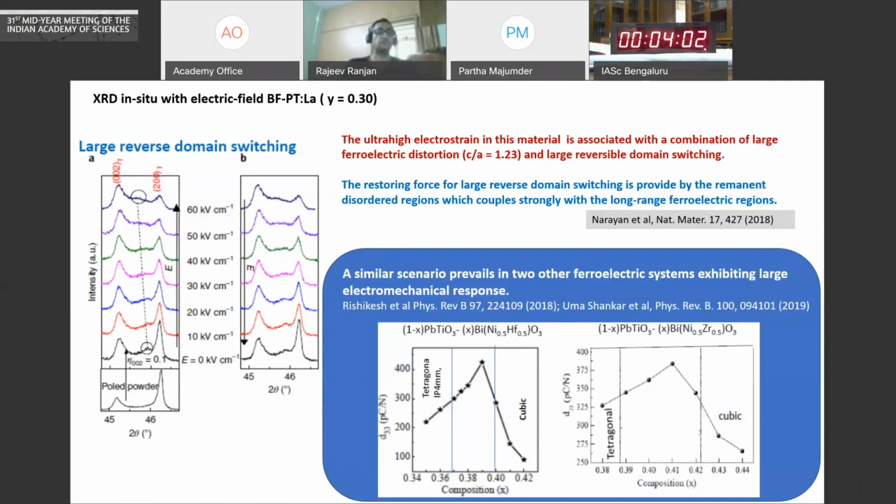So if you apply an electric field, you can see the intensity reversal of these two. This intensity is smaller here, bigger here. The reverse is the case here at 60 kV per centimeter. This is a manifestation of domain switching. So this reversal is suggesting that the domains have switched. And most importantly, look at the cubic-like phase. If you look at the peak position, it is moving towards the left. It is suggesting that the lattice parameter is increasing. So this explains the whole mechanism of why this extraordinary response occurs.